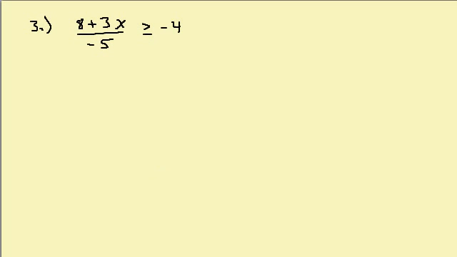Alright, let's take a look at this one. We have a fraction. So we want to get rid of the fraction. We're going to multiply everything by the common denominator, which in this case is negative 5. So I've got negative 5 times 8 plus 3x over negative 5. And since I'm multiplying both sides by a negative number, I have to reverse the symbol.